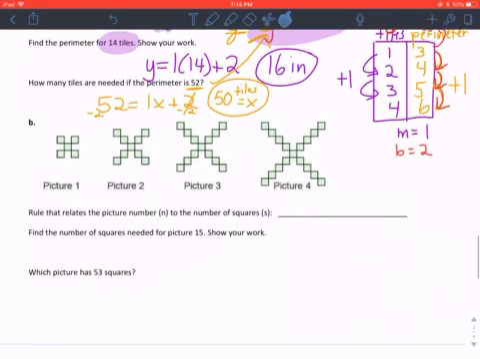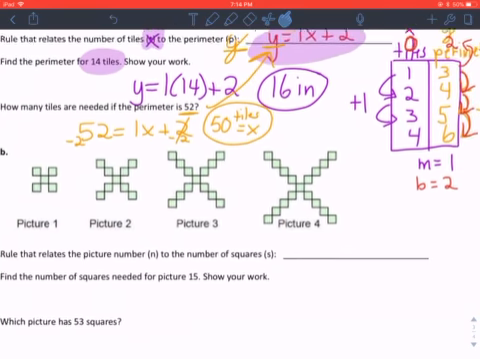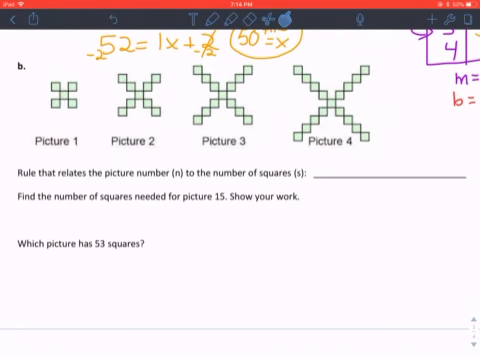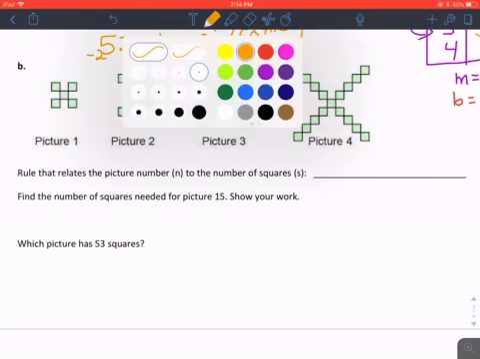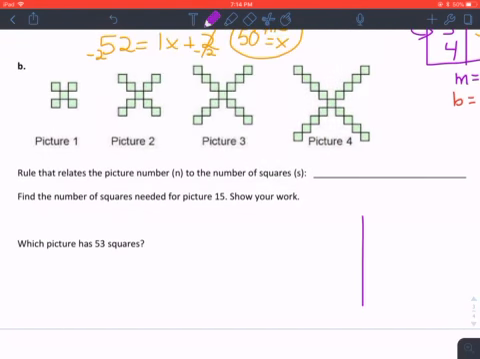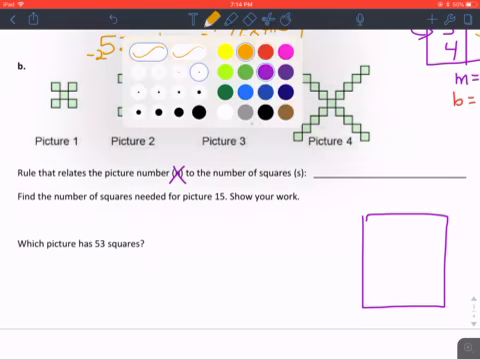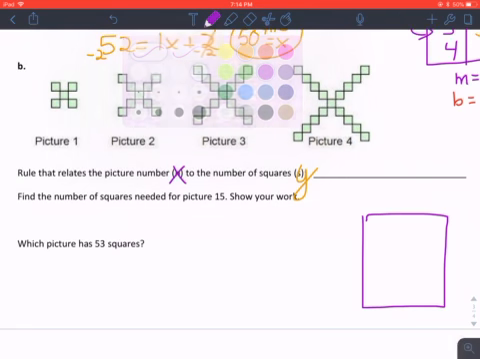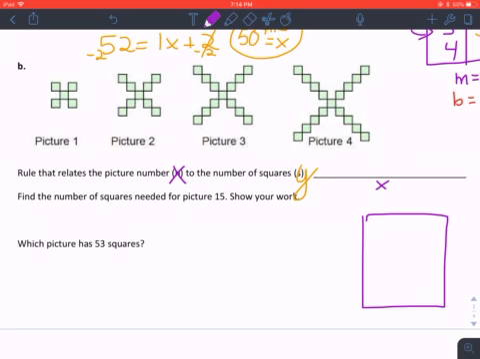Okay, and then last problem on this page of the review. I'm given another pattern in different pictures, so I'm going to set up another table. Again, I'm going to stick with x and y, so my picture number is going to be x, and my number of squares are going to be y. If you wanted to use n and s, it would be the same thing, and that is perfectly fine. Okay, so my x is my picture number.